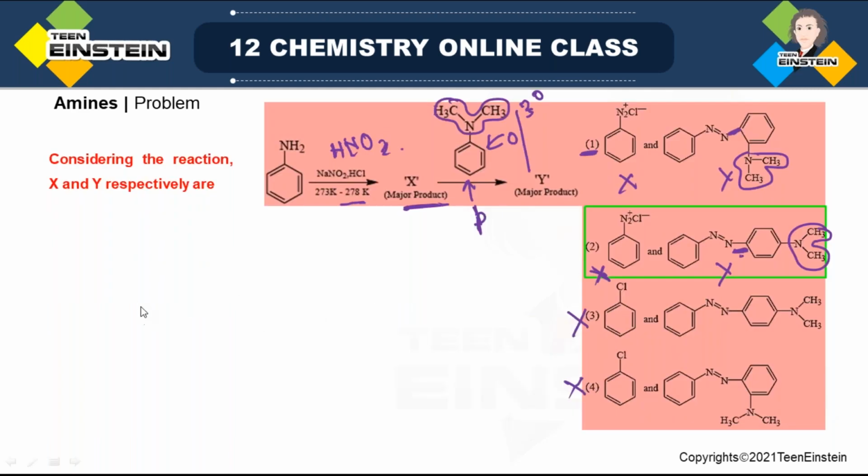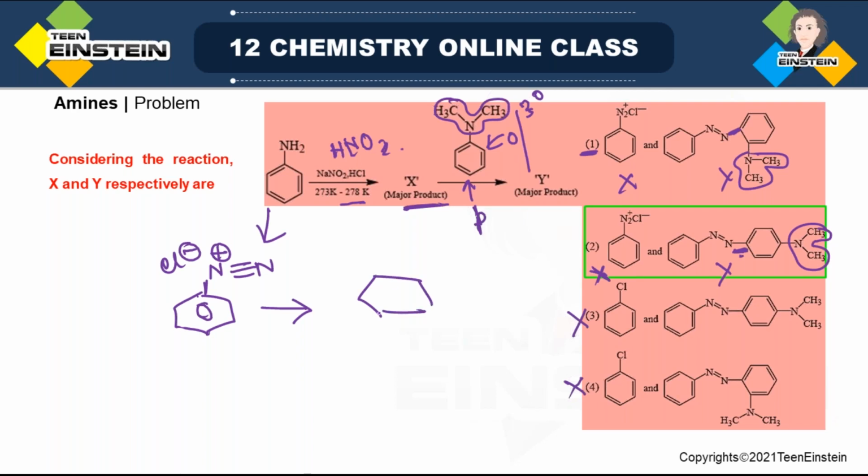Okay. So if I write it, in the presence of NaNO2 and HCl, first there will be formation of N2 plus Cl minus. So this is molecule X. Then you are treating it with the NMe2 compound, and from the para position it will attack N2 plus Cl minus. Now if you really want to know how this actually occurs, suppose I write N triple bond N, this is positive and Cl minus is the counter ion. Now the other molecule, that is the reagent in this case, NMe2, right?